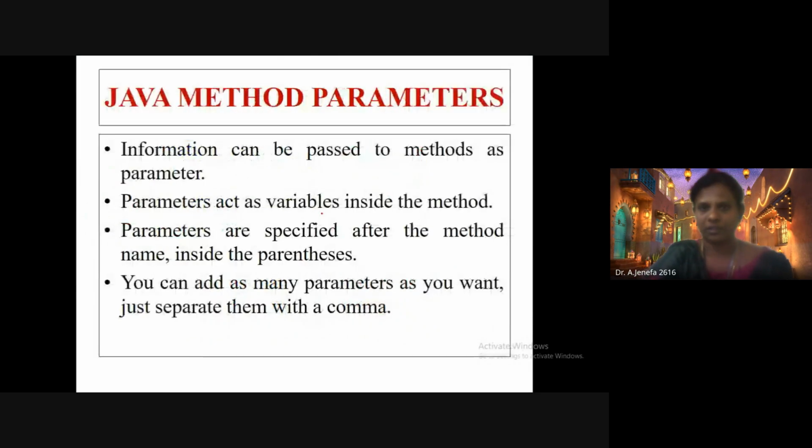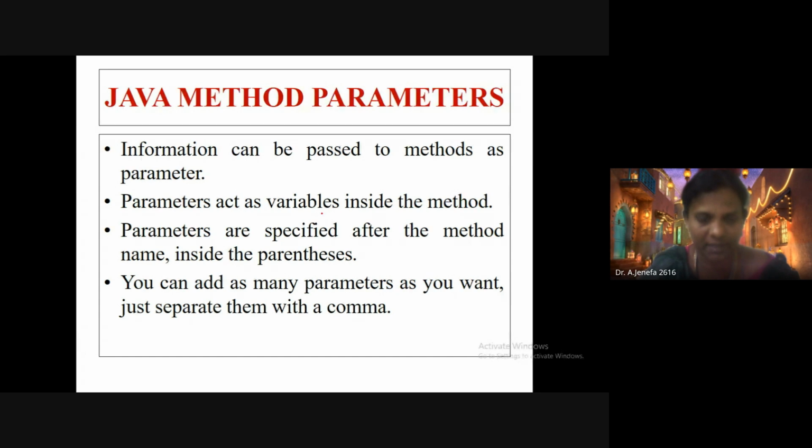The next thing that we are going to see is the same thing we have discussed just now. It is Java method parameters. What are parameters? Passing information from the function calling to the function definition. In case you want to pass information from the function calling to the function definition, you can do it with this parameter passing. Information can be passed to methods as parameters, and parameters act as variables inside the method.